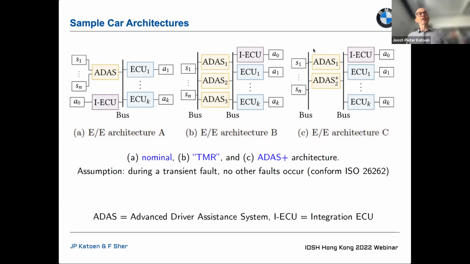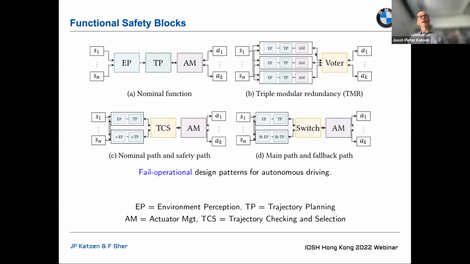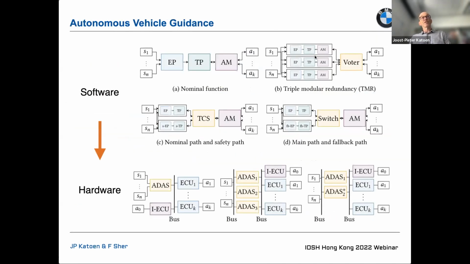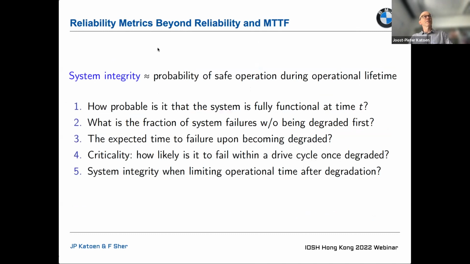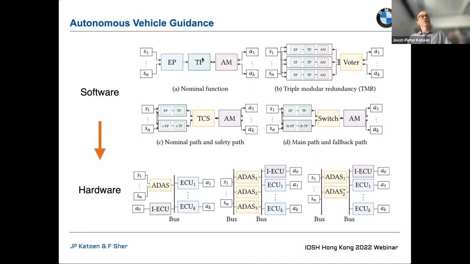And the question was basically, given these architectures and given this software, what is the optimal mapping of your software system on the hardware such that the safety is as good as possible? So this is basically the picture. Here you have the software, these different kinds of architectures, those different configurations. And here you have the hardware. And the question is basically how to optimally map the software on the hardware.